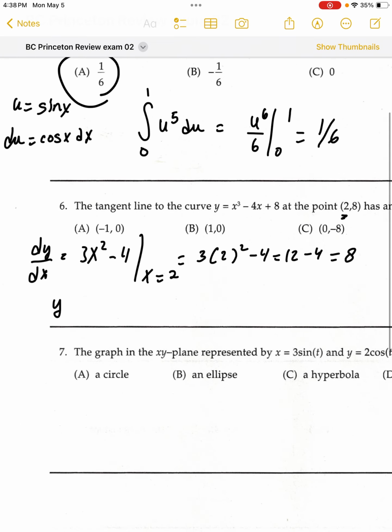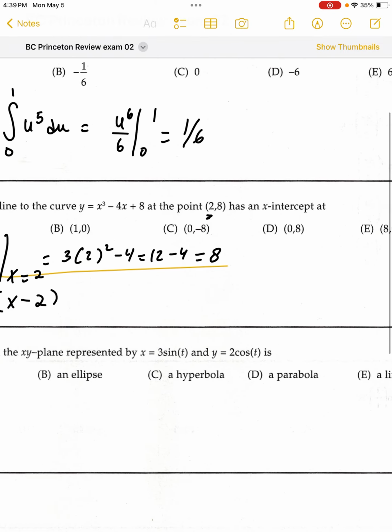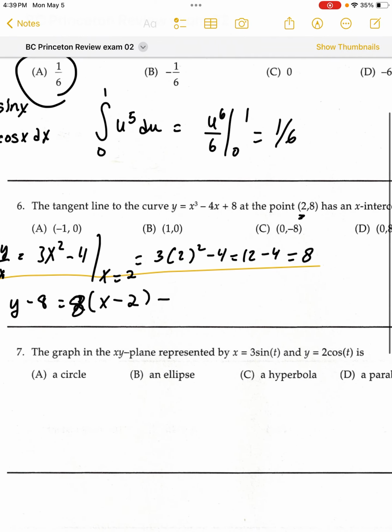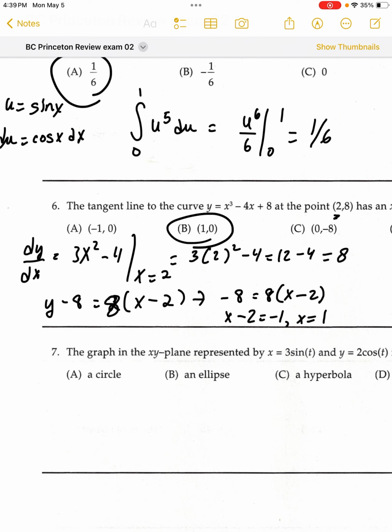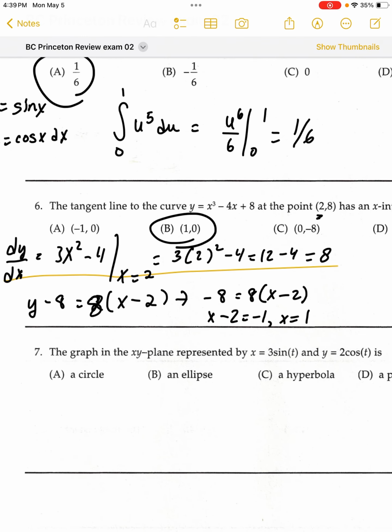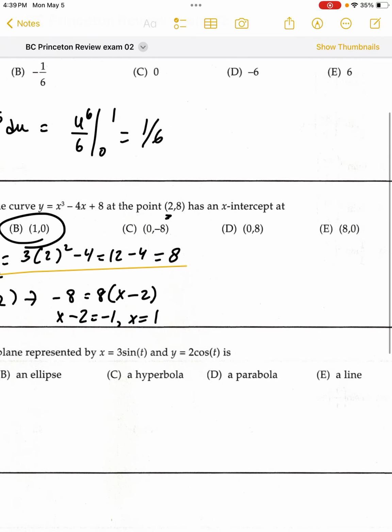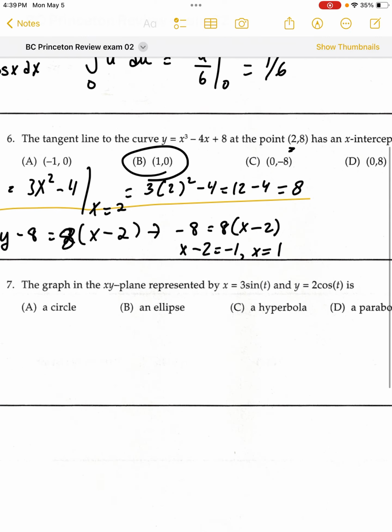So our tangent line is y minus 8 is equal to 8 times x minus 2, because that's our slope. And we need to find the x-intercept. So we're going to set y equal to 0. So we're going to say negative 8 equals 8 times x minus 2. This means x minus 2 equals negative 1. That means x equals 1. So our x-intercept is at 1, 0. That's perfect. And we move on.